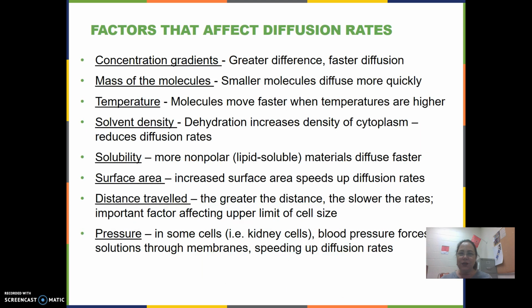Factors that affect diffusion rates. All right, the higher the concentration gradient, the faster the diffusion rate. So the greater the difference in concentration, the faster diffusion will be. The mass of the molecules. Smaller molecules are faster. Temperature. The higher the temperature, the faster the diffusion rate.